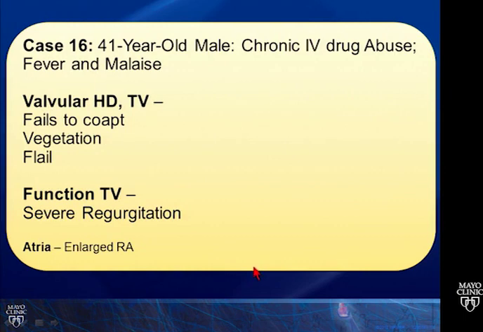So in this case, because of those features, this is a 41-year-old with chronic drug abuse with fever and malaise, so he's got endocarditis. So under the valve tap, the tricuspid valve fails to coapt. There's a vegetation, and it's flail because it's flopping all the way back into the right atrium.